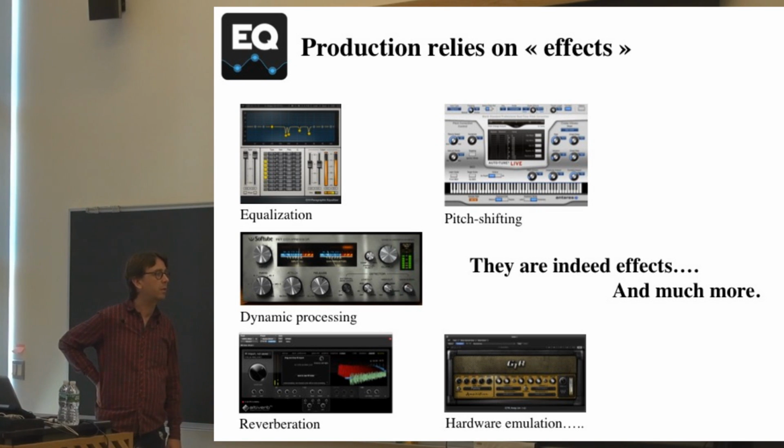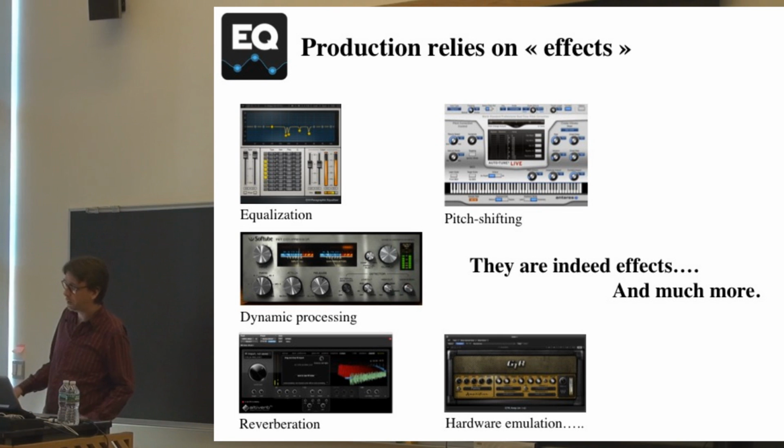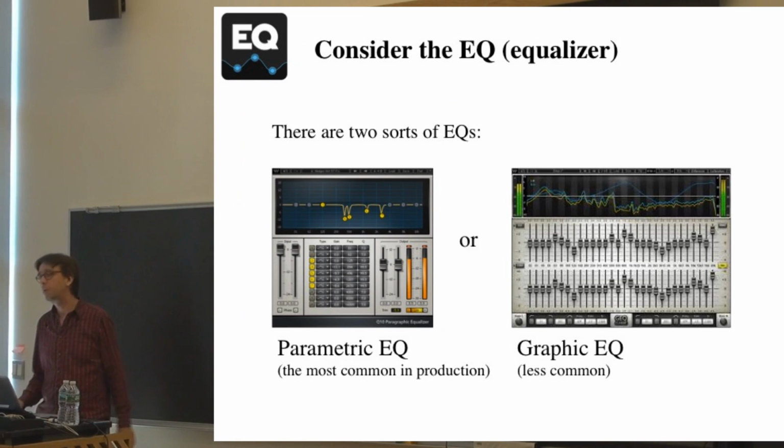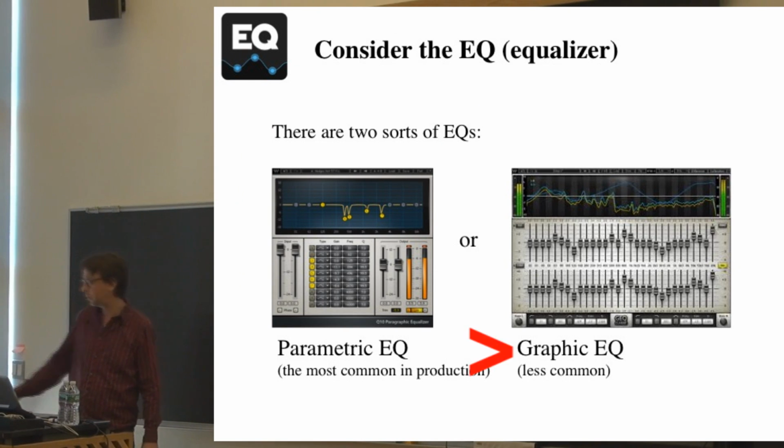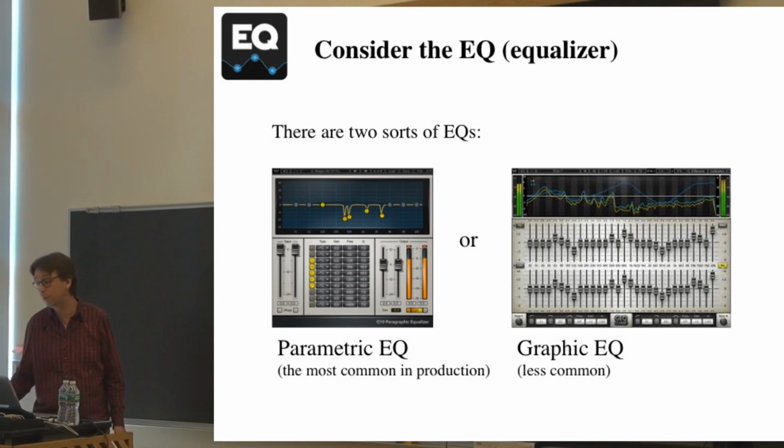Traditionally, they are considered as effects. Naturally, that's why they are called effects. But we can talk about the fact that they are not really that much more than effects. The most traditional effect is called the equalizer. You've got two kinds of equalizer. The graphic equalizer is the one that consumers use, and the parametric equalizer is the one that producers generally use.